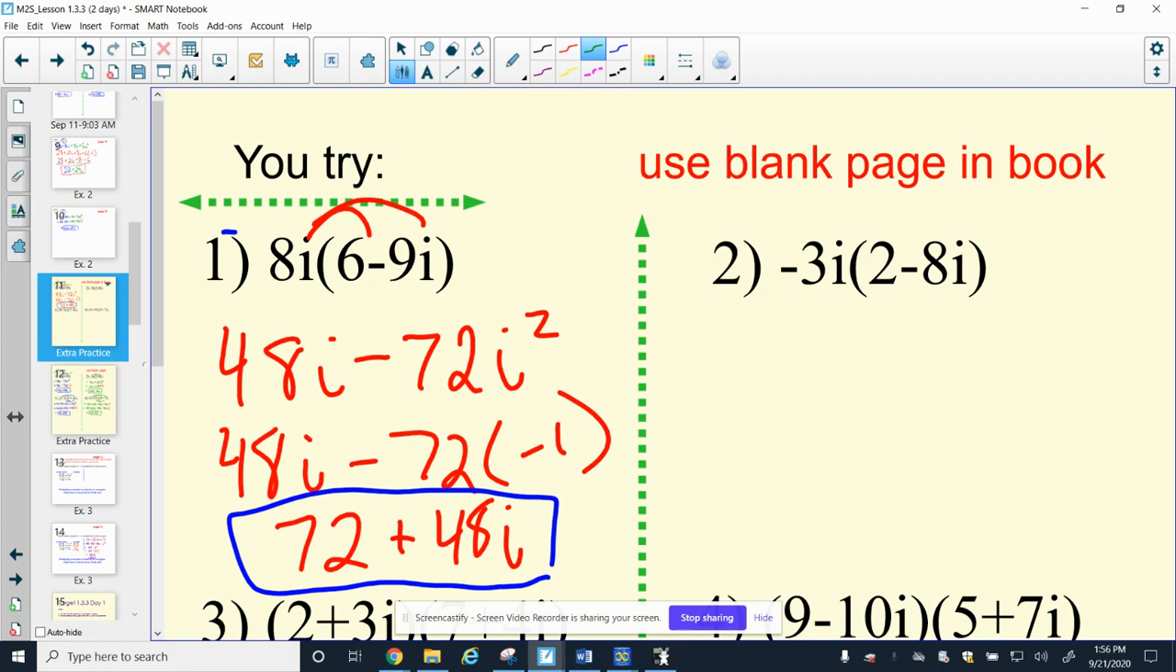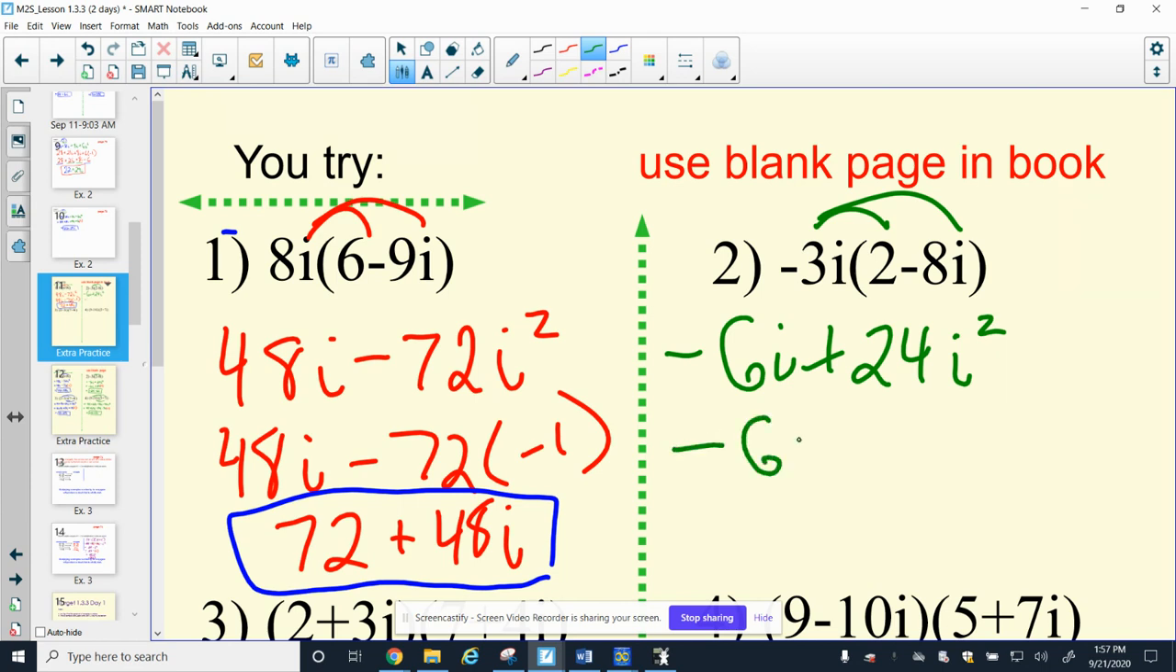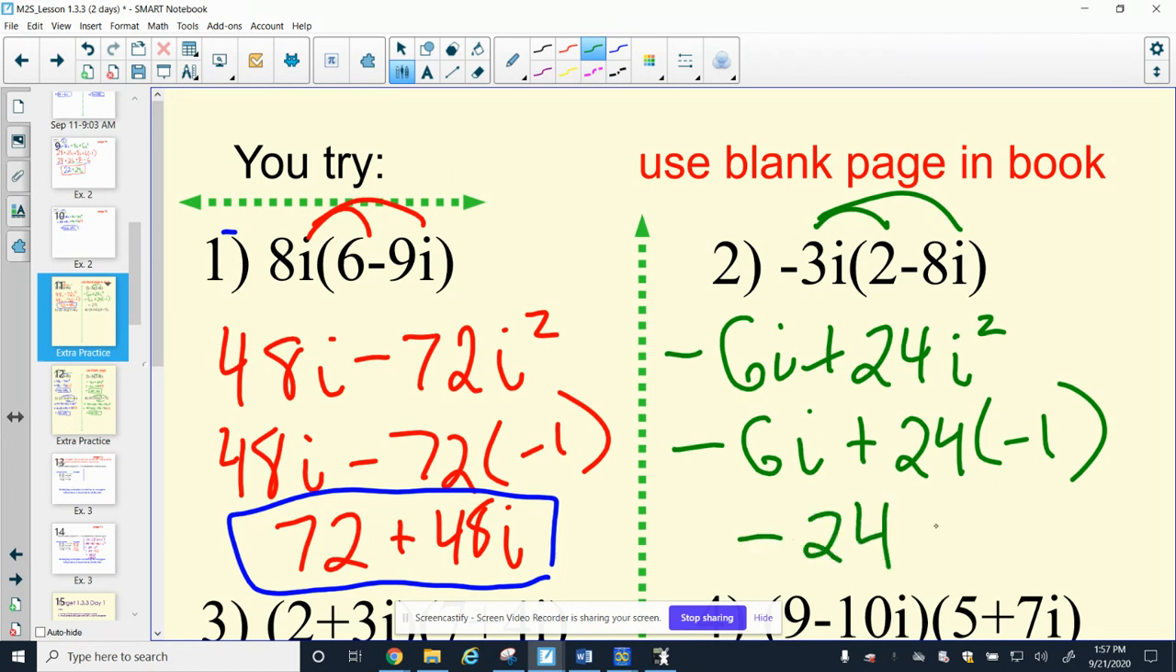Try 2. So -3i, multiply that to both. -3i times 2, that's -6i. -3i times -8i would be plus 24i squared. Rewrite that i squared as -1. 24 times -1, that's -24 minus 6i. And we can't combine those, right? Because this one's a real number, this is an imaginary number. There's nothing else we can do there. That would be our answer.